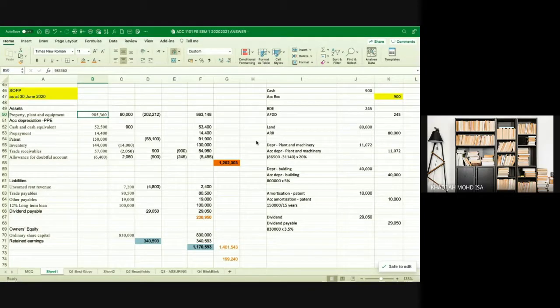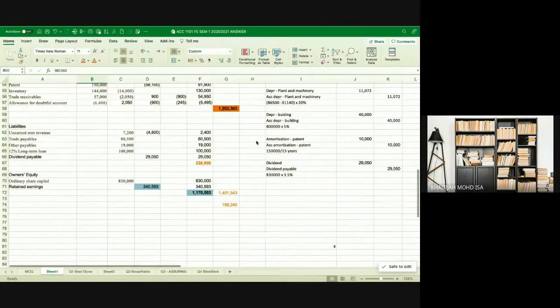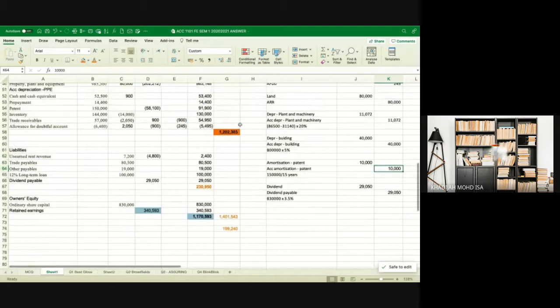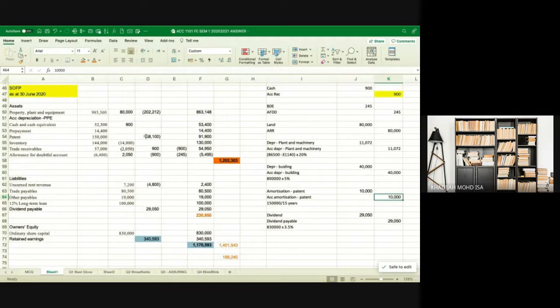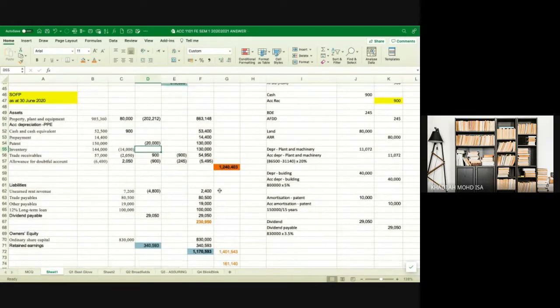How much, 10,000? Hold on. Oh, 10,000. What was 29 just now? Oh, dividend. Okay, where is it? Amortization, patent here, minus 10,000 for the first year, and the current year another 10,000. What else? What went wrong?